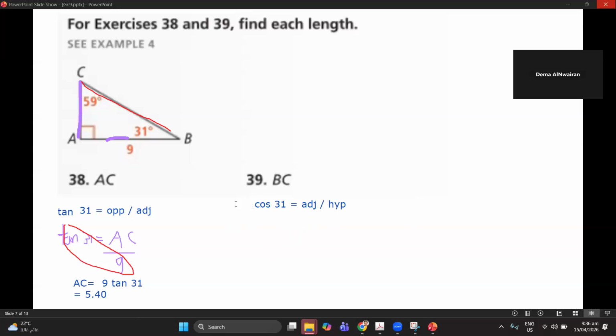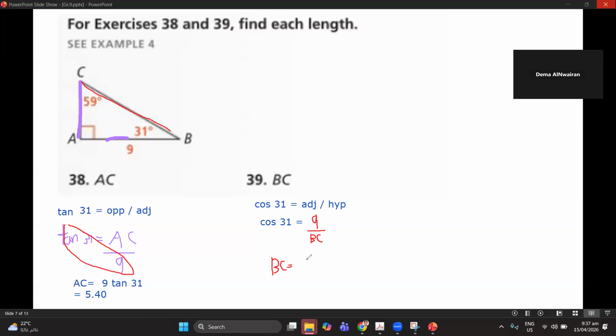Now here I have cosine of 31 equals, now what's the adjacent for angle 31? 9. Over the hypotenuse, which is unknown, I mean BC. Right. So now how can you find BC? Switch. Excellent. Not like the previous one. The previous one I just multiplied, because the numerator is unknown. So because the numerator is unknown, just multiply tan 31 by 9. But if the denominator is unknown, you will switch.